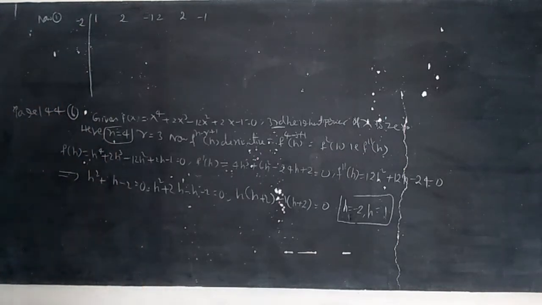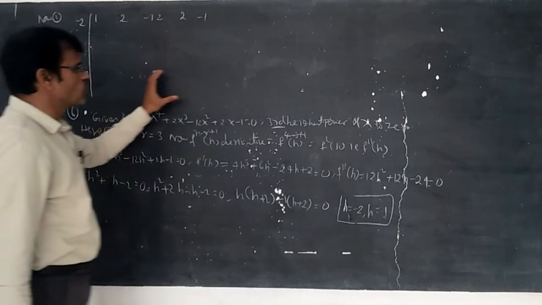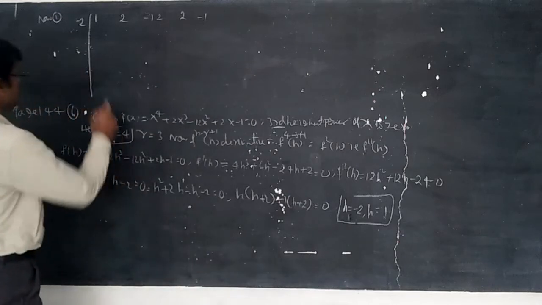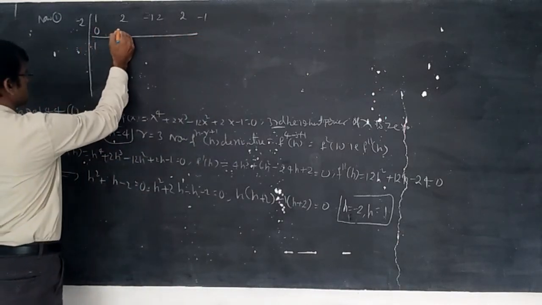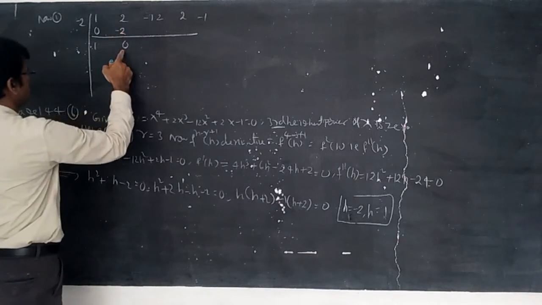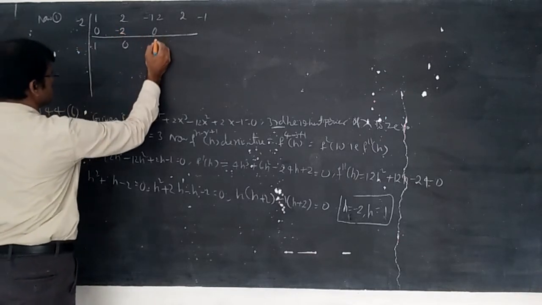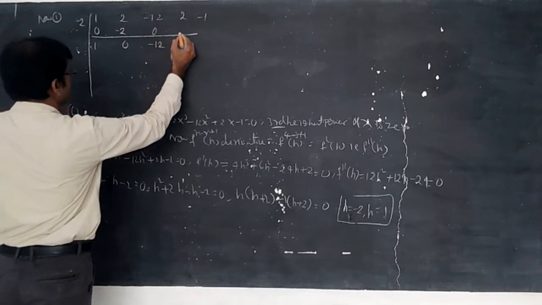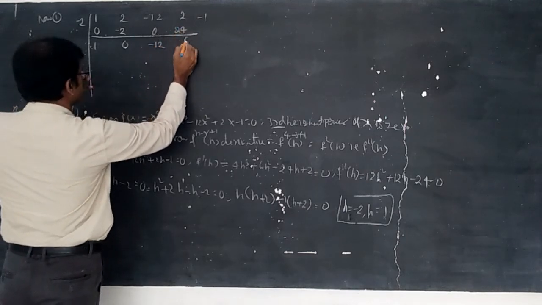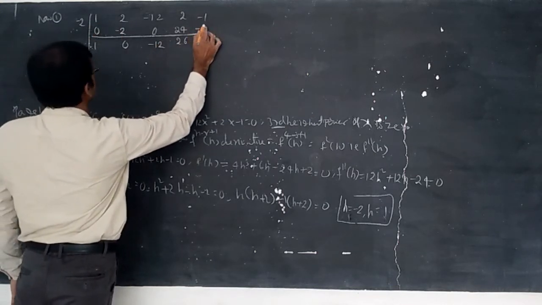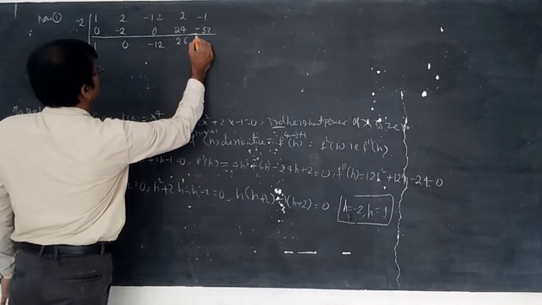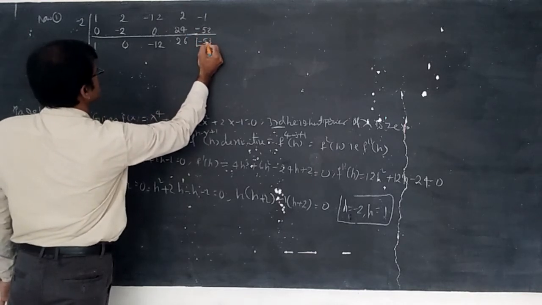In the previous sum we changed it. Here you should not change. If minus is there, simply minus. This only you should remember. Minus is there. Put here this is 0. This 1, this 1 into minus 2 is minus 2. This is 0. 0 into minus 2 becomes 0. This is minus 12, minus this is 24. 2 and 24 add, 26 into minus 2 becomes minus 52. Add this one, here it becomes minus 53.